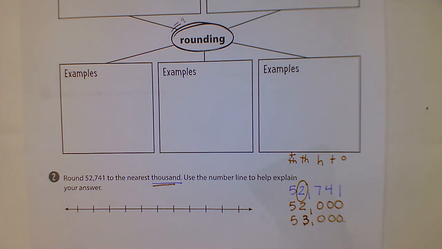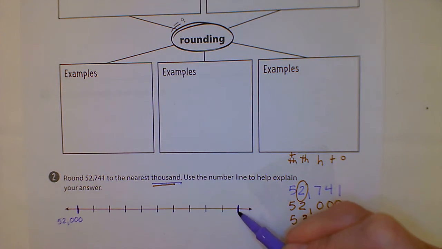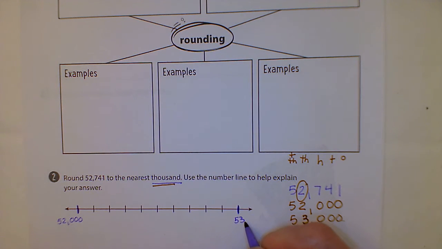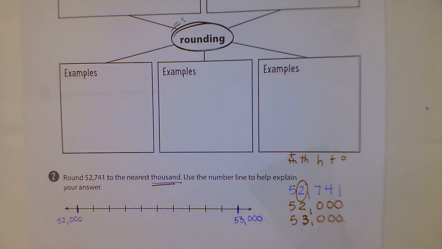All right, so let me go ahead and add these into my number line. I'm going to put my 52,000 right here, and then I'm going to add my 53,000 right here. And that's giving us a good start. So now we just have to figure out what is the value of each one of these. And that's where we're going to be going by the next place value, and that's the hundreds. So we're just going to be adding 100 onto each one of these.